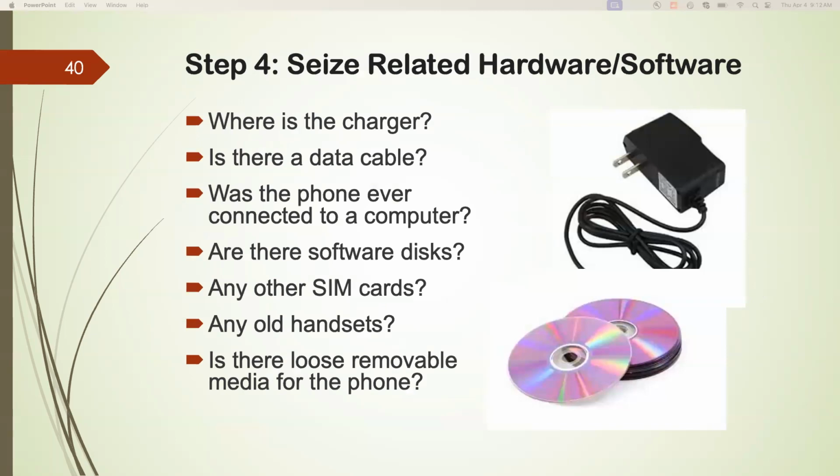Next, we have to seize all the hardware as well. So all the data cables, like the micro SD card readers, the chargers, the software CDs, or other manuals that come with it. Everything, all the data or hardware related to the phone, even if it is connected, or if you think that it might have been connected to a laptop or a computer, you have to collect that and add it into your evidence list as well.